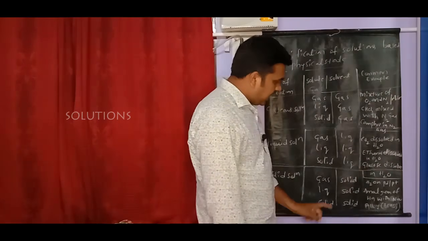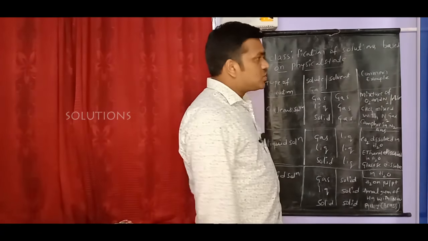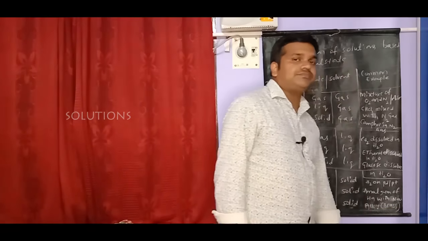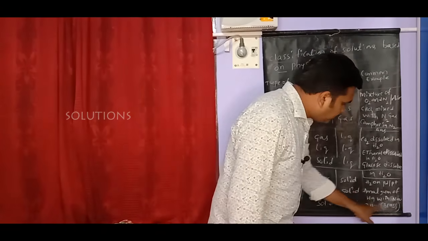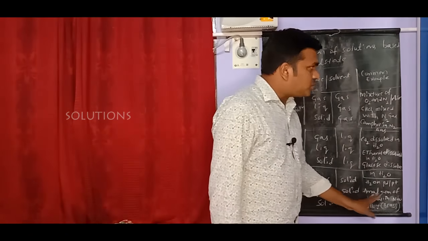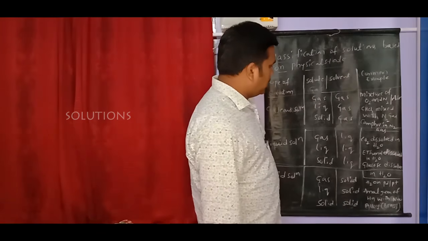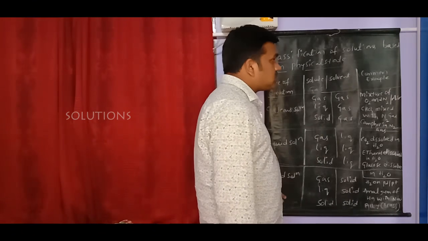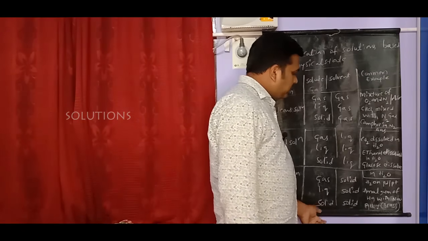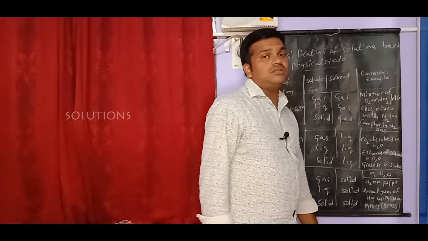Come to the next one, we have liquid and solid. The liquid and solid example you can see here is amalgam of mercury with sodium. Amalgam of mercury with sodium is an example for what solution? Solid solution. Come to the next one, we have solute is a solid, solvent is also solid.